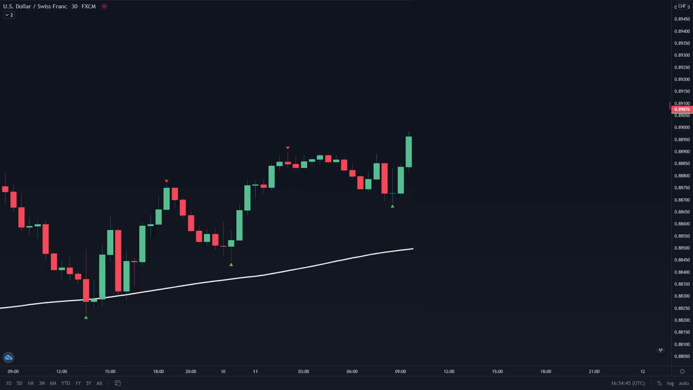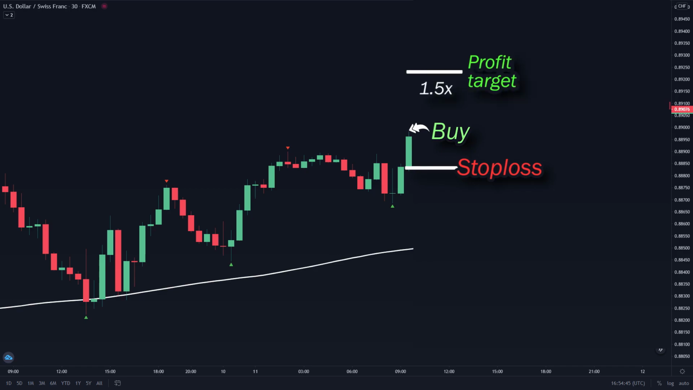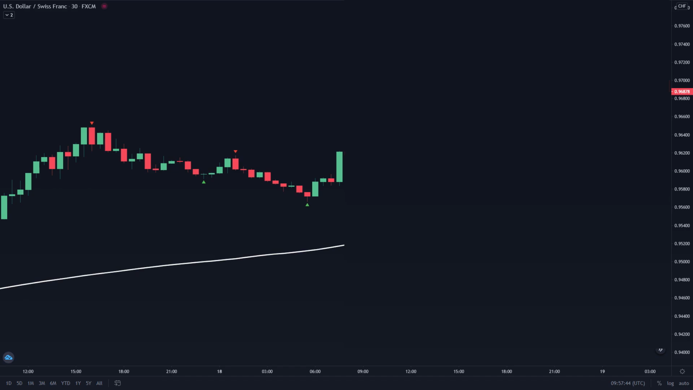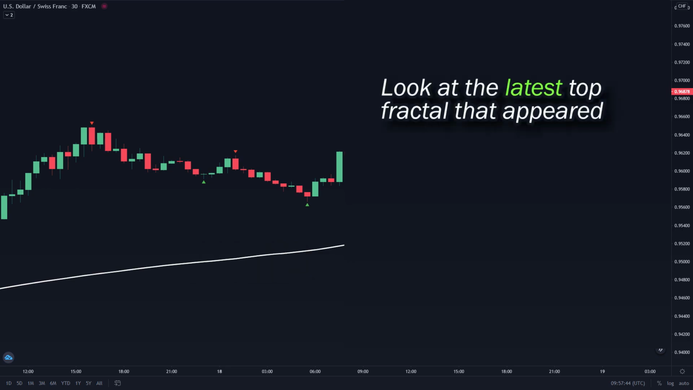Now, let's discuss our exit strategy. So, let's say you took a buy position here. For your stop loss, you place it below your entry candle, and for your profit target, you set it at 1.5 times your stop loss. So here's an example of the strategy in action. In this chart, we can see that the price is above the 200 EMA, and so you want to look at the latest top fractal that appeared.